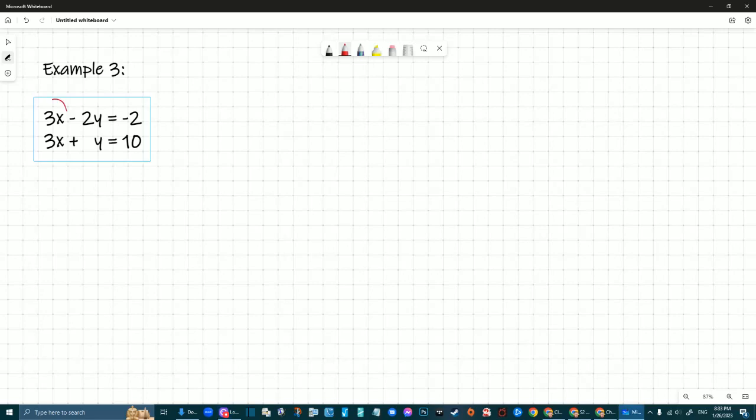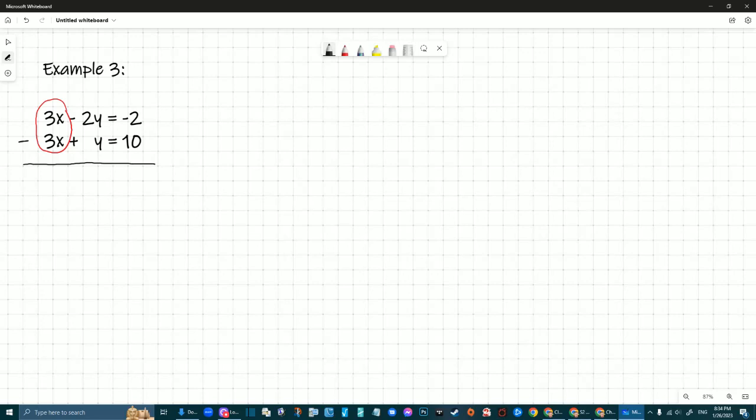Right away, I can see that I've got a match here with the x's. 3x and 3x. If I check the y's, I can see I don't have a match, -2 and 1. So it's the x's we're going to eliminate. Step 3, we compare the signs on those matching coefficients. In this case, they are the same sign, so we're going to need to subtract in order to eliminate the x's.